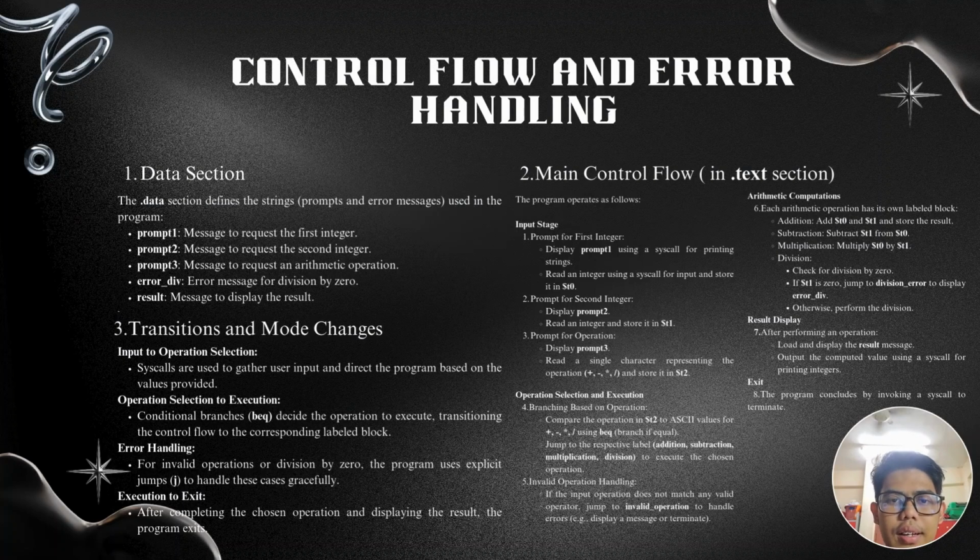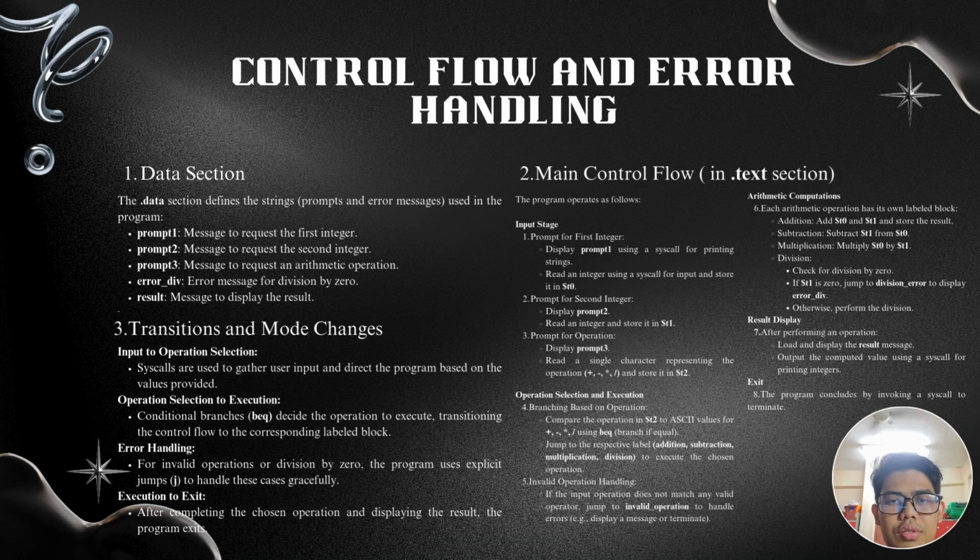For control flow and error handling, we define essential strings for user prompts and error messages. These include messages to request integers and arithmetic operation, and a special alert for division by zero. The main control flow begins by prompting the user for two integers and an operation. Based on the input, the program selects the corresponding arithmetic operation, such as addition, subtraction, multiplication, or division.